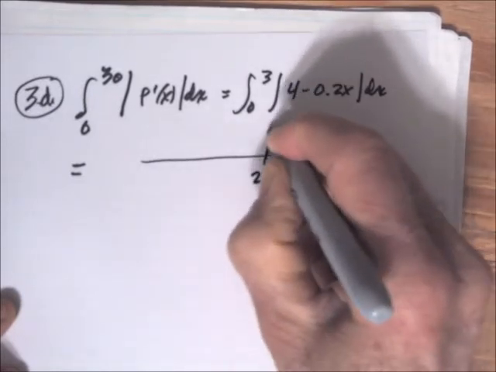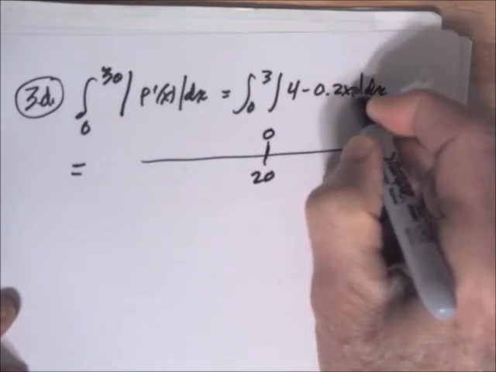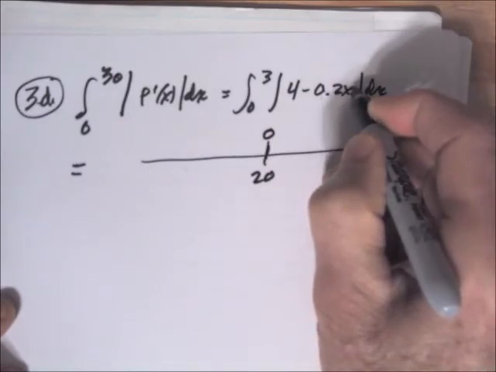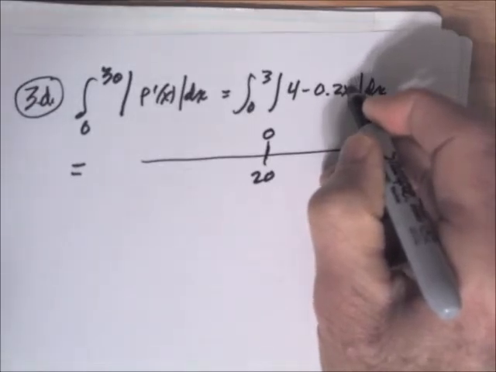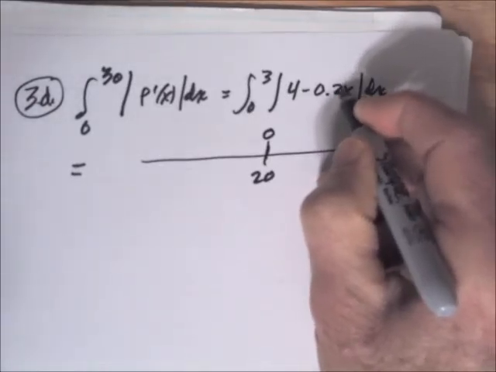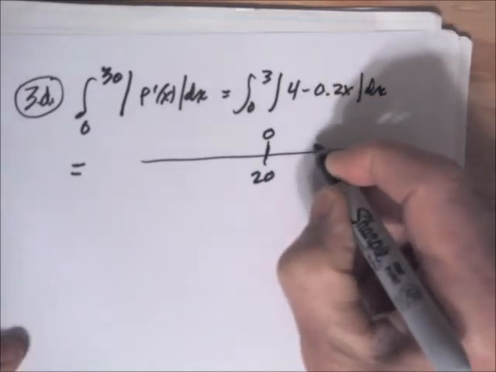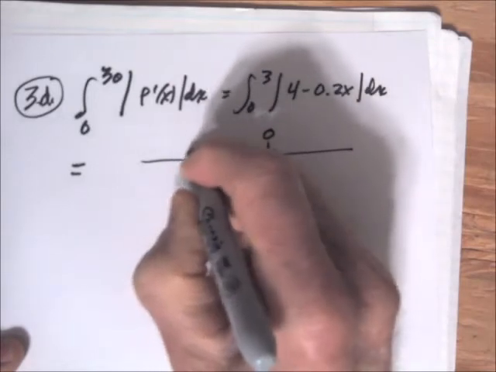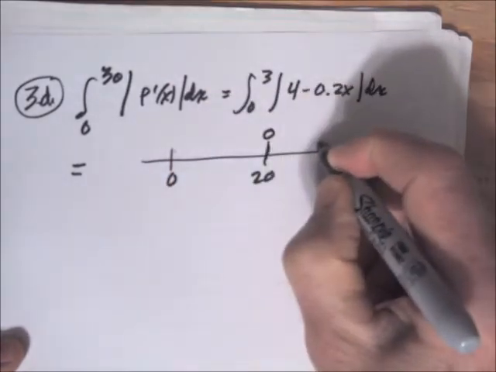So if you put in 20 there, 0.2 times 20 is, 2 times 20 is 40, but you have to move the decimal point over, so it would be 4. 4 minus 4 is 0. So we want the time to go from 0 to 30.